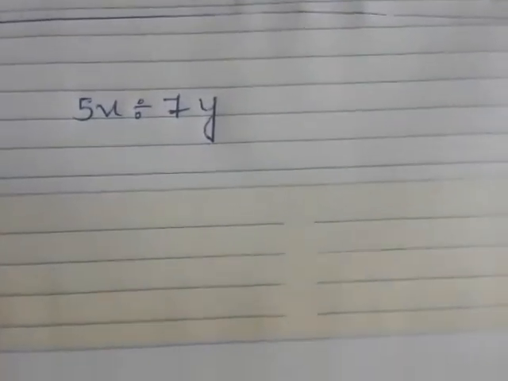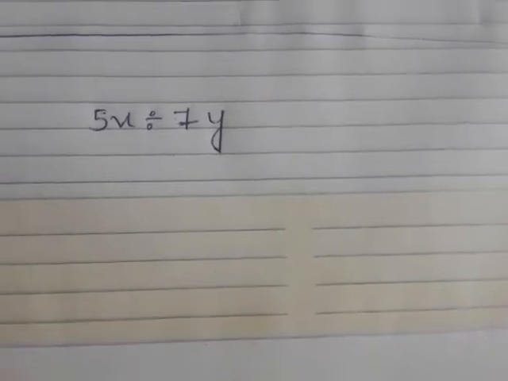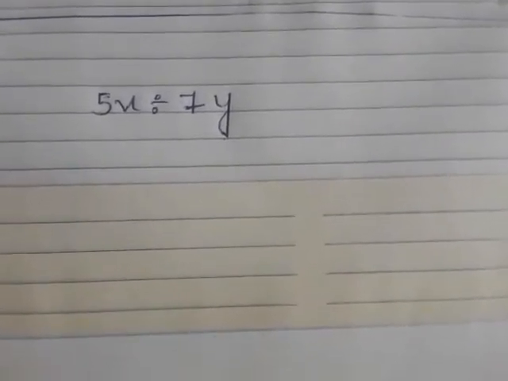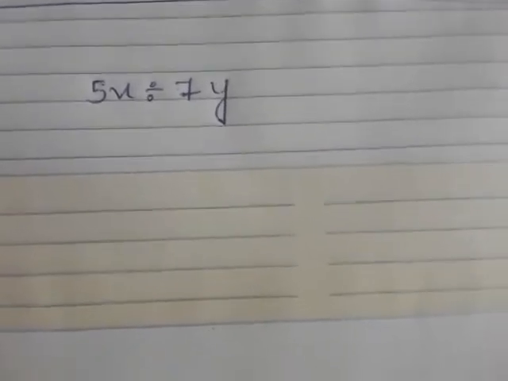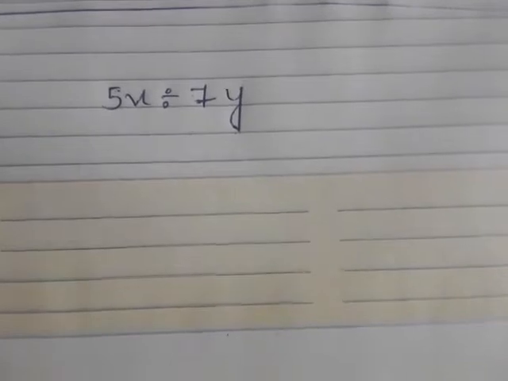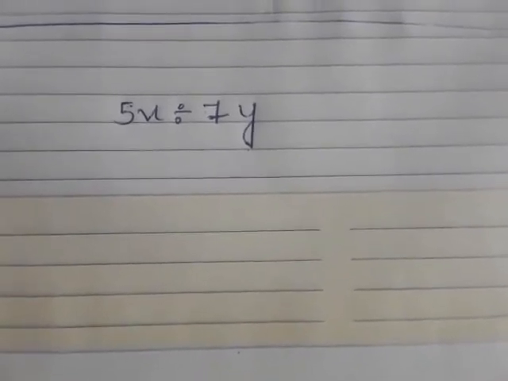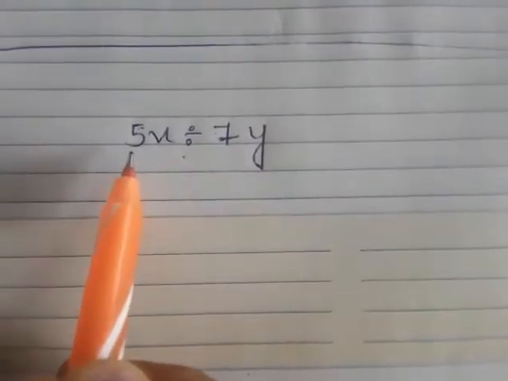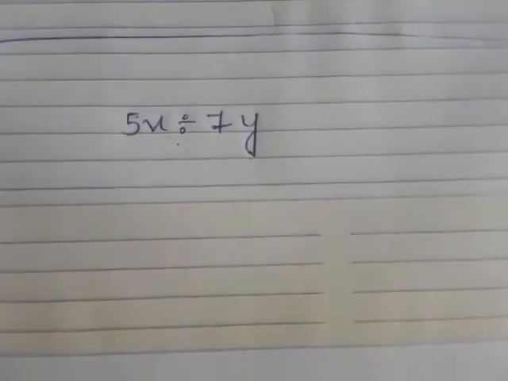Okay, let me give you one more example. After seeing this question, if anyone asks you how many terms are there, you might say there are two terms, but it is wrong, as in an algebraic expression the terms are only separated by plus and minus sign, and here there is a division sign in between. So this expression has only one term.